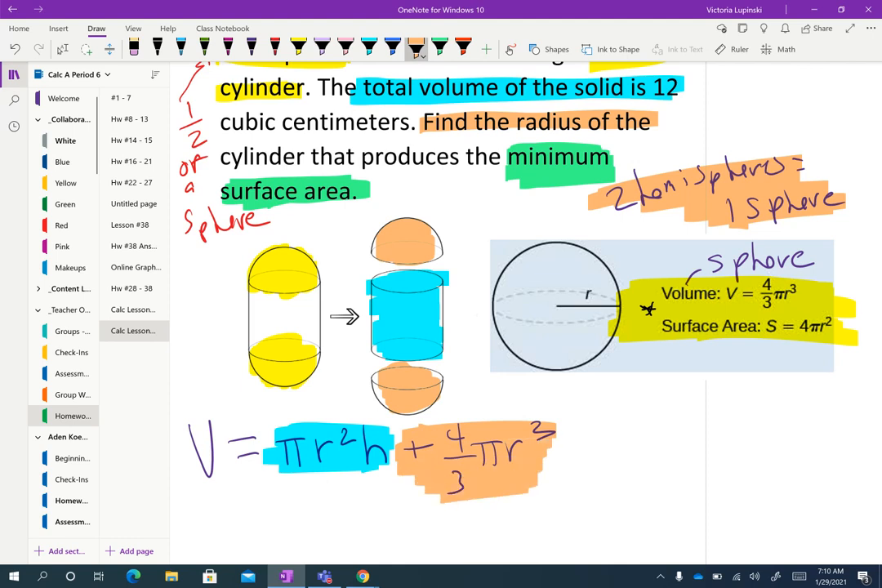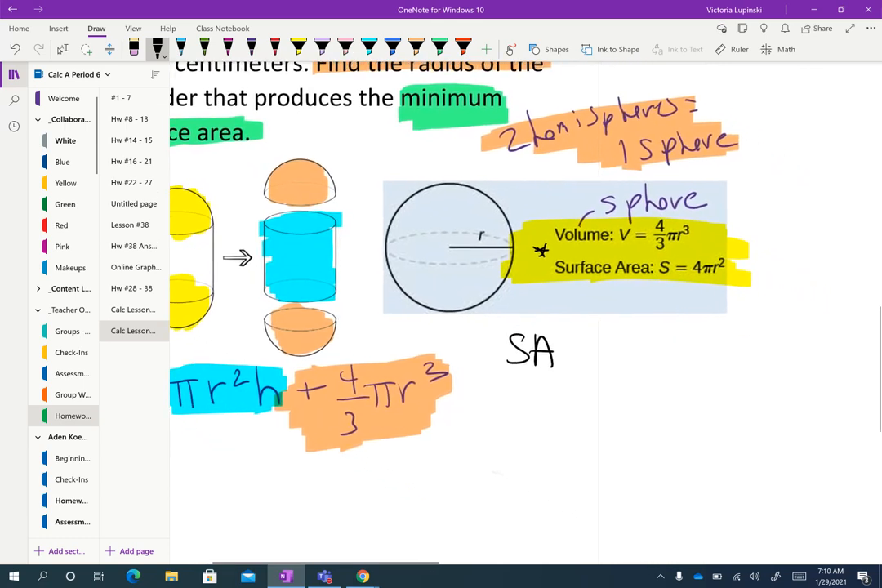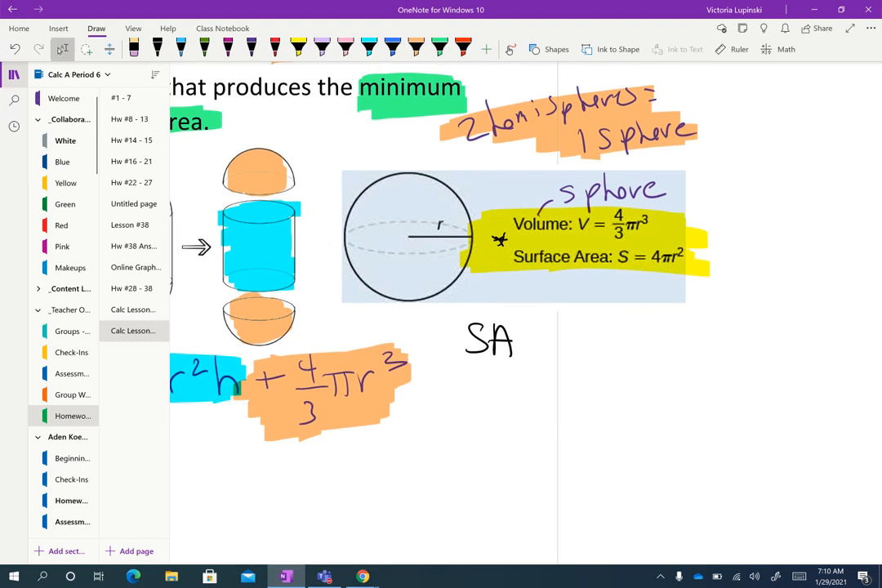So there's my volume equation. I'm going to need that, but I'm going to just leave that there for a second. The next thing that I need is a surface area equation. And again, to find the surface area equation, you're going to have to add up all the different pieces, starting with the cylinder.